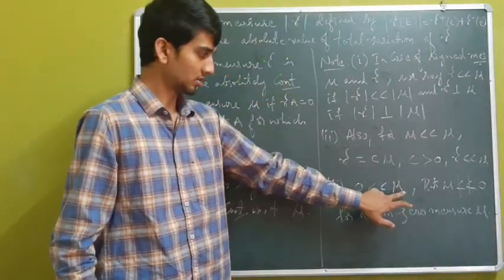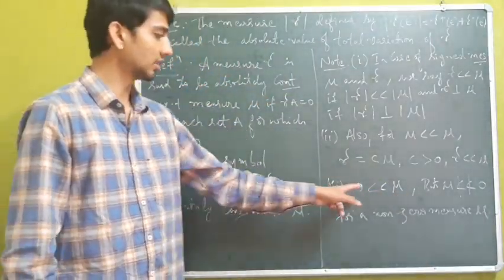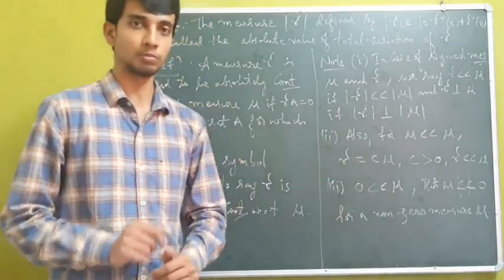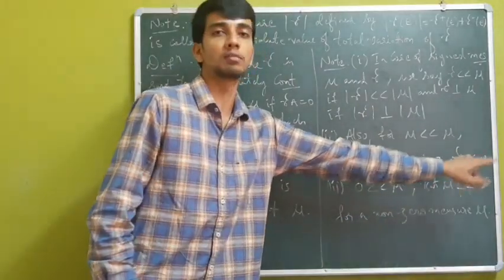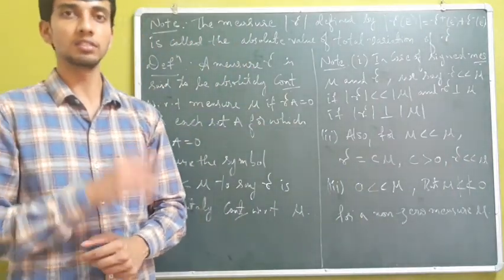So if mu is a non-zero measure, then zero is absolutely continuous with respect to mu, but mu is not absolutely continuous with respect to the zero measure.